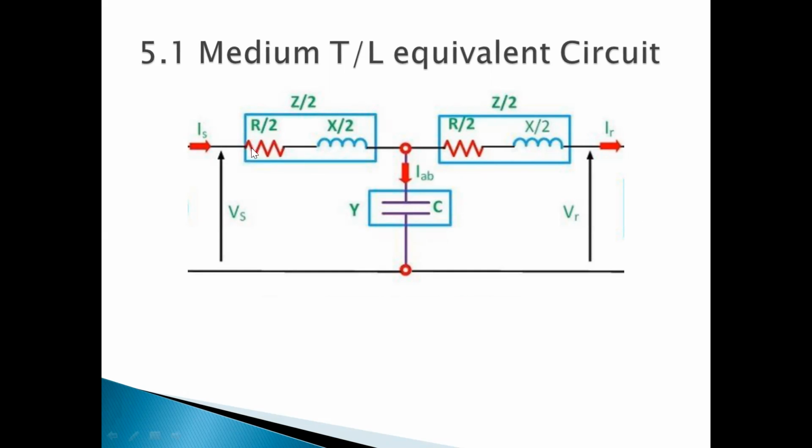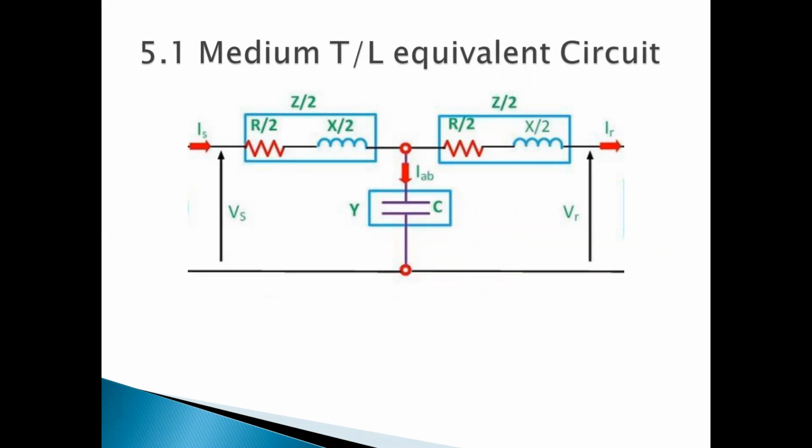Actually, we find the total resistance of the transmission line, then the total reactance of the transmission line, and then we find the admittance. I told you in my previous lectures why we find the admittance: because the medium transmission line has a capacitive effect. In a short transmission line, we don't have this component, so we just combined it. But now we have this component, and we can categorize our medium transmission lines in two models, whether it is the T model or the pi model.